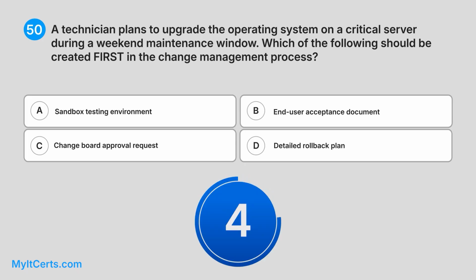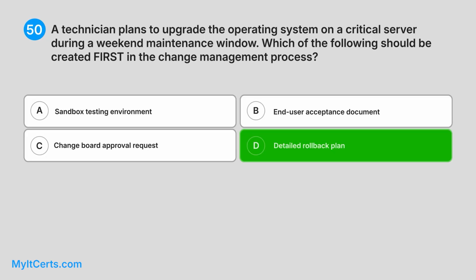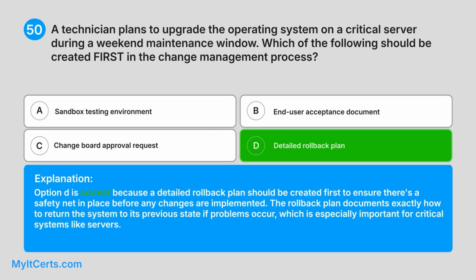Can you guess the answer? Correct answer, D. Detailed rollback plan. Explanation. Option D is correct because a detailed rollback plan should be created first to ensure there's a safety net in place before any changes are implemented. The rollback plan documents exactly how to return the system to its previous state if problems occur, which is especially important for critical systems like servers.